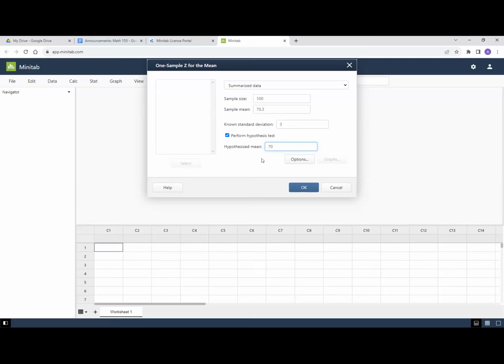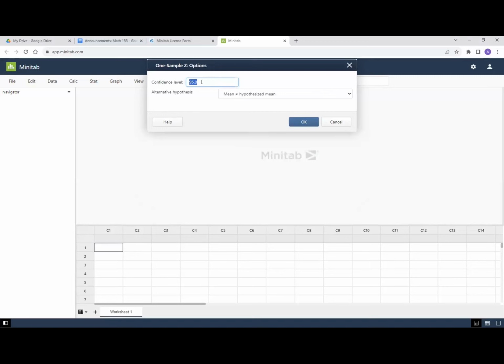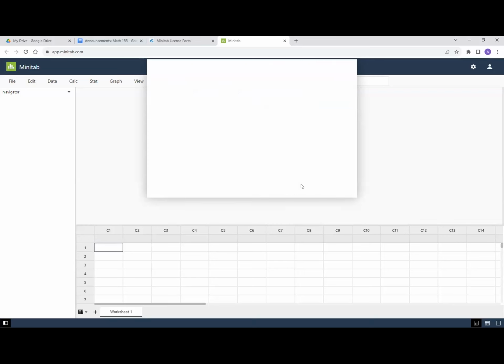So before you hit OK, you have to click on options, okay? And on the options, you have to type in the confidence level. It was already typed in for me, but 95 is the value I found on my sheet, right? An alternative hypothesis tells Minitab if it's less than, greater than, or not equal to. Looking at my sheet, this is a greater than question, right? So greater than goes here. And now we're ready to hit OK and OK.